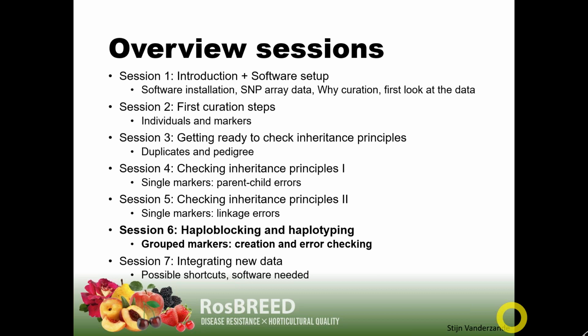And although with the linkage errors we've been taking into account flanking markers, at this point we were always looking at errors that were occurring for a single marker, or whether they were correctly called or whether they were correctly in the map. So today I'll talk about haploblocking and haplotyping, which is group markers. So now we're going to really start looking at SNP markers as a group. And I'll be talking about how we get to our haploblocks and our haplotypes, and some common issues when I'm looking for errors.